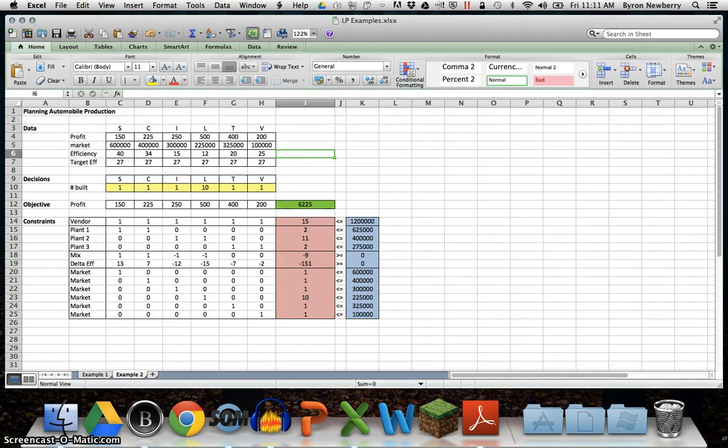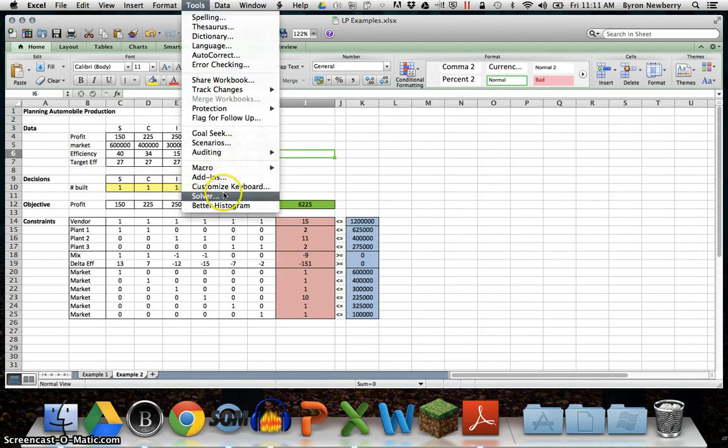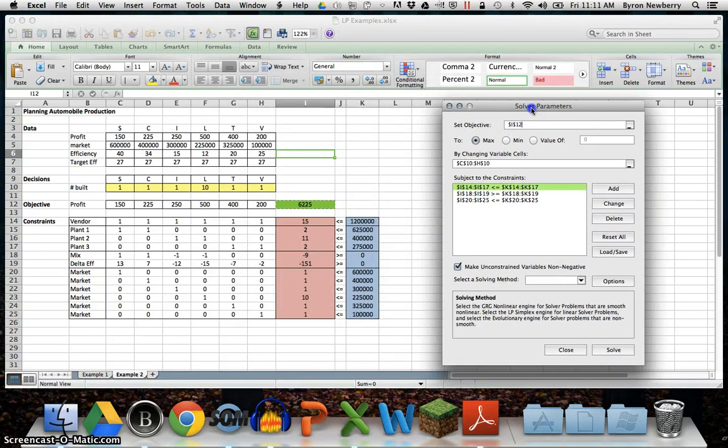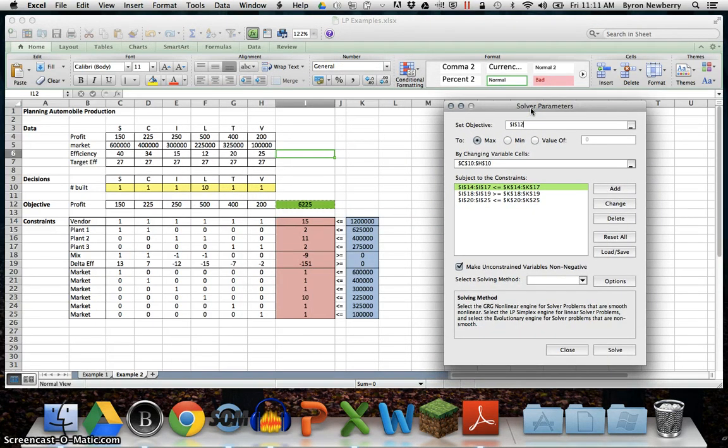So let's activate Solver. And again, I have this pre-populated so that I can keep the videos shorter, but you would need to fill these in. So our objective is I12, that's again the profit. We want to maximize profit by changing C10 through H10, that's our decision variables, the yellow. And then we have constraints.